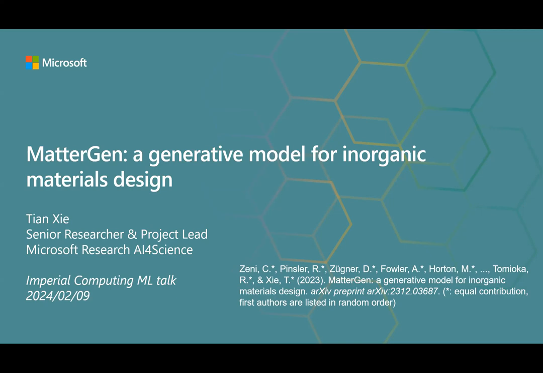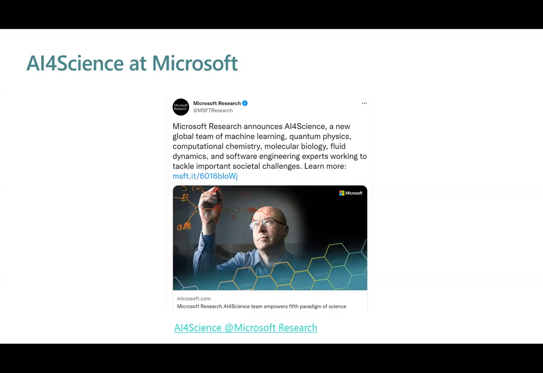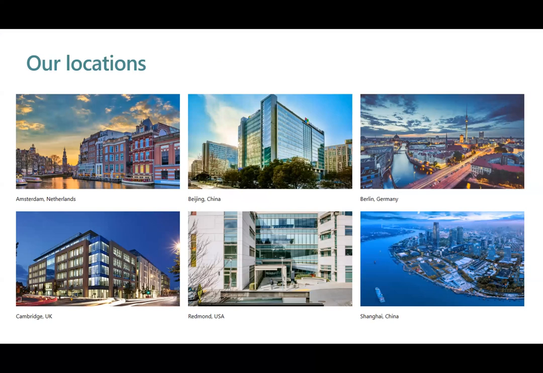Most of the things I'm going to talk about today are in this arXiv paper that we released last December. First, a very brief overview of Microsoft Research AI for Science. We are a new institution that was announced around 1.5 years ago, led by Professor Chris Bishop, who is the author of the very famous book, Pattern Recognition and Machine Learning. We are a global team with multiple sites around the world. I'm based in Cambridge here in the UK, but we work very closely with folks in Europe, in China, and in North America.